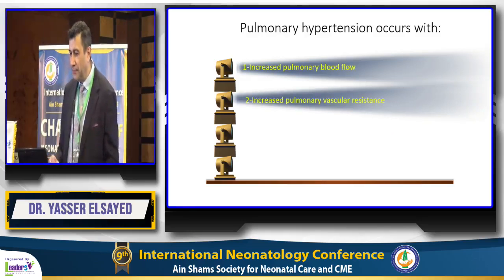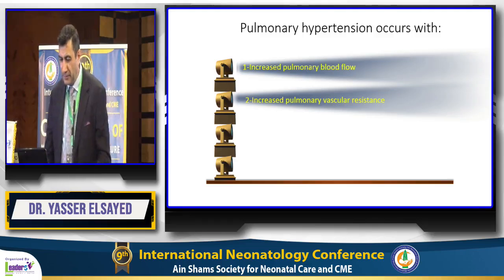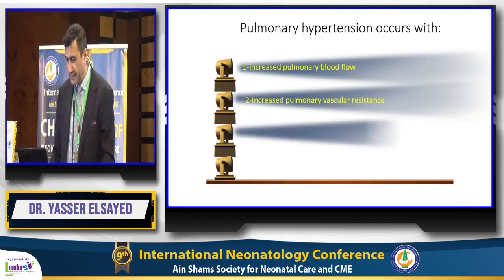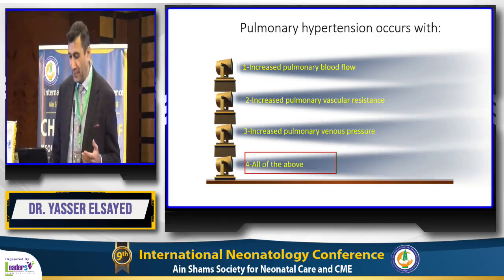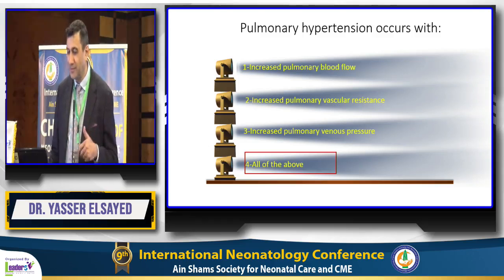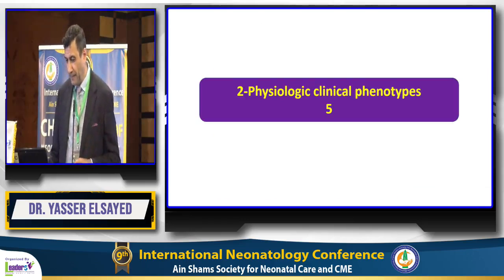So the pulmonary hypertension occurs with increased pulmonary blood flow, or increased pulmonary vascular resistance, or increased pulmonary venous pressure, or all of the above. You need to select one. So I think it makes sense now, it is all of the above. So it can be anything. It can be increased flow, increased arterial vascular resistance, or increased venous pressure.